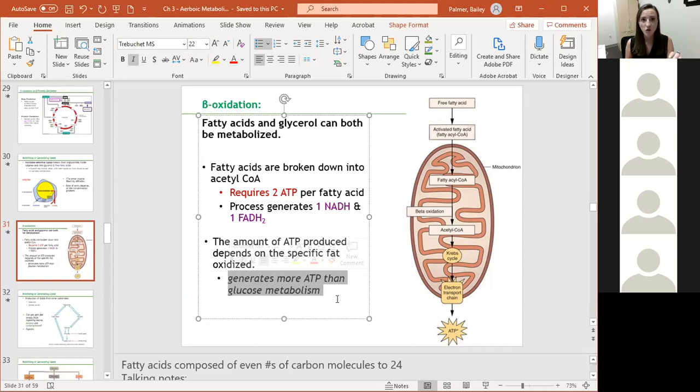That's why we use fats for fuel sources at rest, because we don't need energy very fast, but we need it in a large amount. And so that's again why we use fat for fuel sources at rest and carbs for fuel sources during exercise, because it generates a lot of energy very quickly, kind of fast and quick, a lot of it. But yeah, so that is beta oxidation.